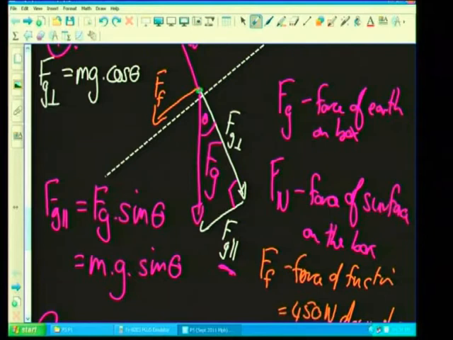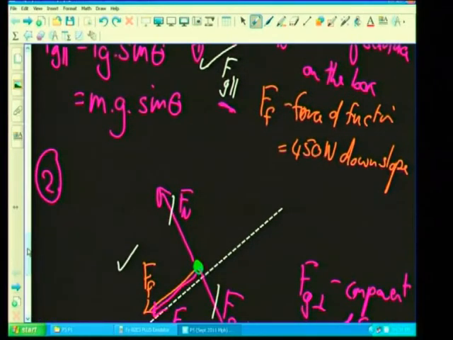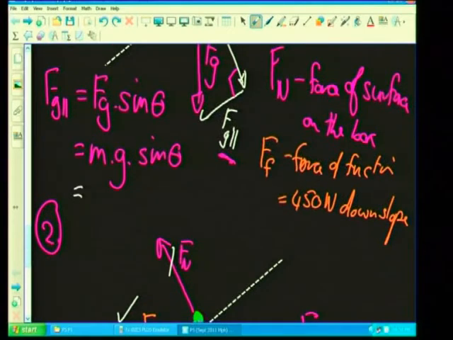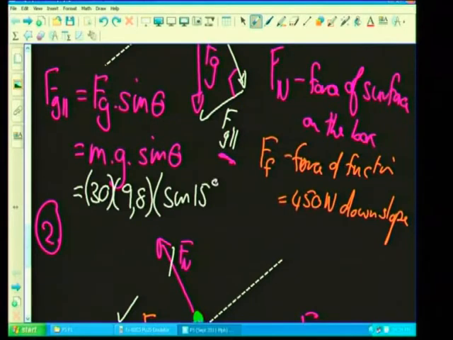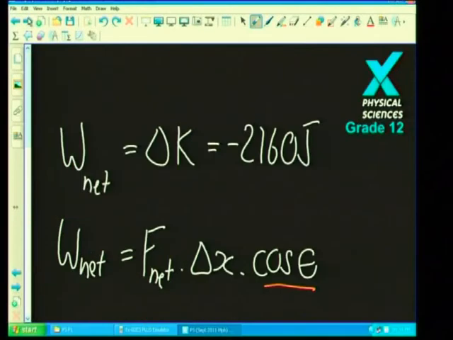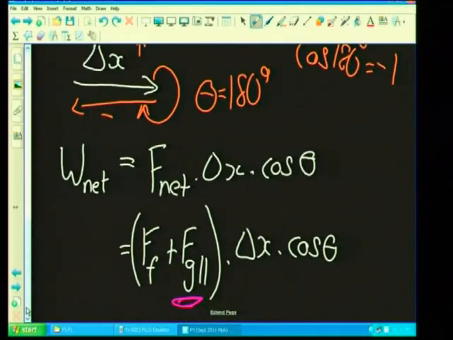So we're going to substitute into this one and work out FG parallel. What was the mass? The mass was 30. We know that g is 9,8. And in this question, we want sine of 15 degrees. When we put that into the calculator, we get 76,09 newtons.